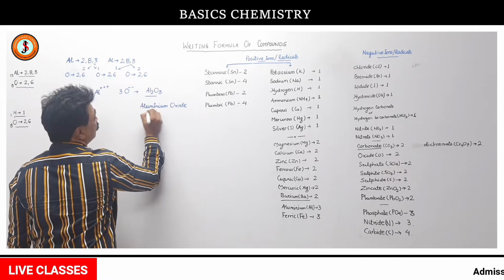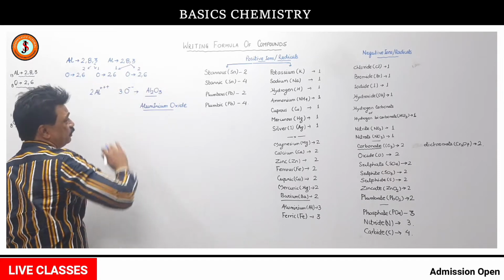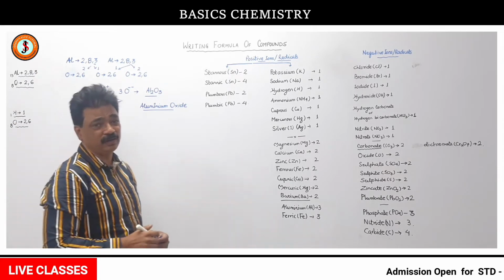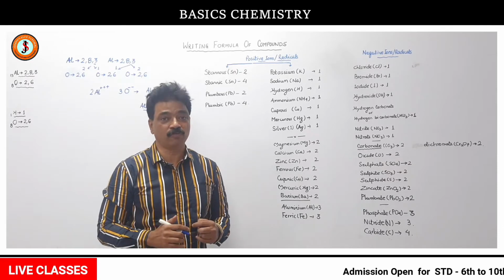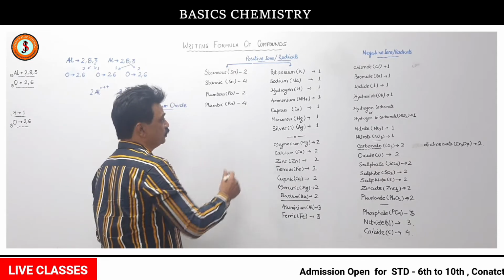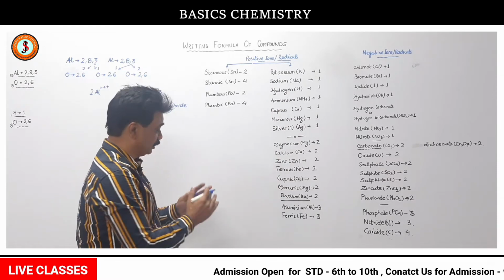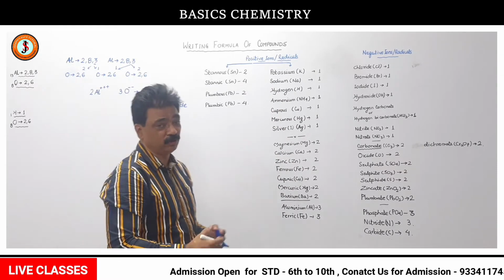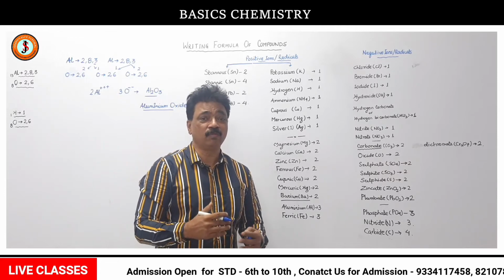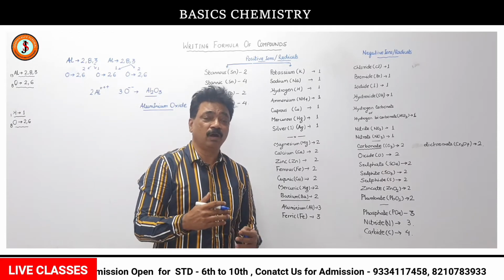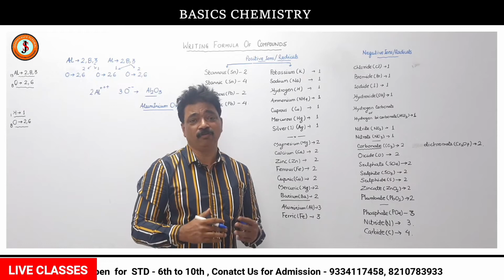Now suppose I had not explained this, and straight away I ask you how to write down the formula of aluminum oxide. What you do is you search in this list. Normally you should memorize it also, but initially you can use the list, and through your practice you will be able to retain the memory of valency.